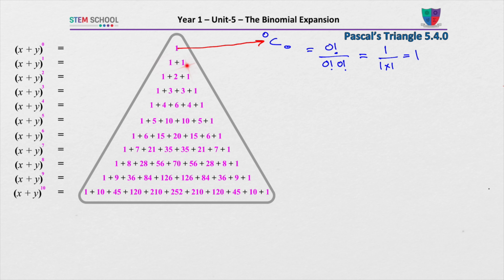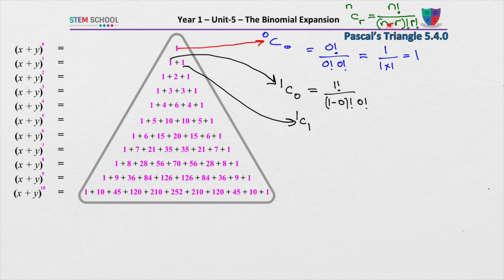Now we're going to do the second one here. So that point here is going to be 1 combination 0, because that's the start, right? And the second one here will be 1 combination 1. So for that one, this is n combination r, that's what we're using. So that's n factorial over n minus r factorial, r factorial. So that's what we're using here.